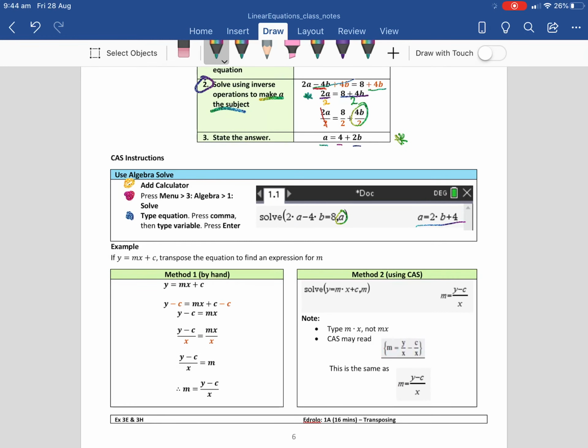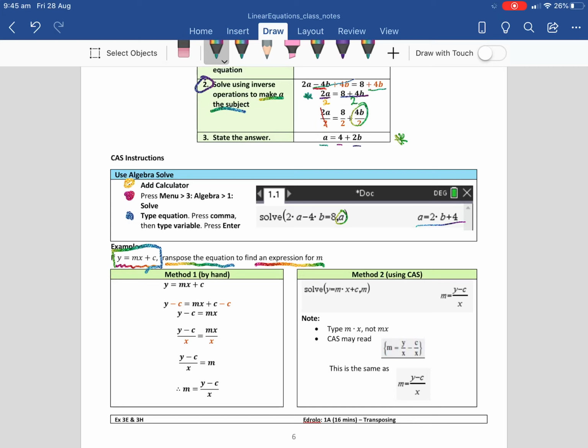And another example, sometimes you'll get expressions that have absolutely no numbers, but you can still transpose them to get whatever you want as the subject. So for example, we have this equation, y equals mx plus c. Hopefully some of you remember that as the equation of a straight line. And for example, we might want to transpose the equation to find an expression for m. What that means is we need to rearrange or change this equation so that we have m as the subject, or m by itself on its own side of the equal sign.